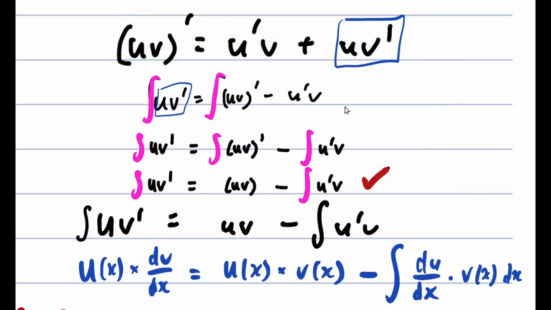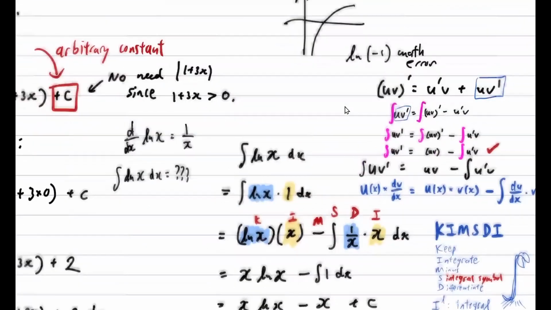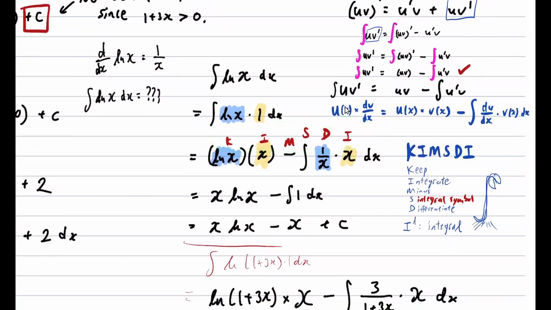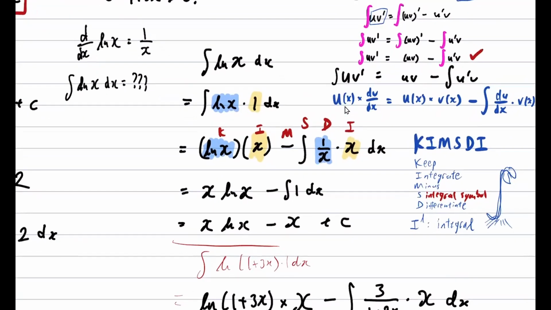If you've never seen this before, this is how I usually remember it. Actually, I also remember the KIMS D rule, but I think this one is better. I hope it helps. You can come up with your own mnemonic if you like. This is just one way.